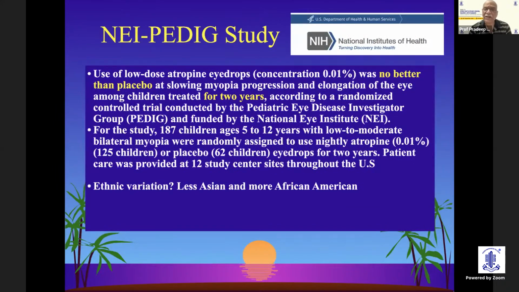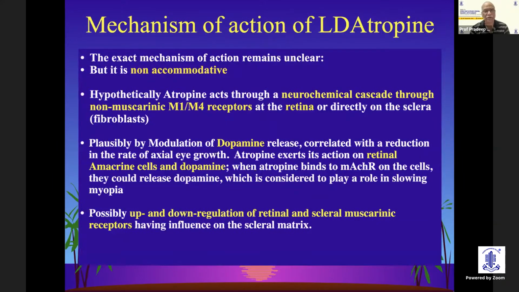Similarly, an Australian study, the West Australia ATOM study, has also confirmed these findings. The PEDIG study from the US somehow has not confirmed these, and the reason given by Michael Repka is that it could be a variation of the ethnic population they had chosen in this group. There were fewer Asian and more African American children, who otherwise also have less progression.